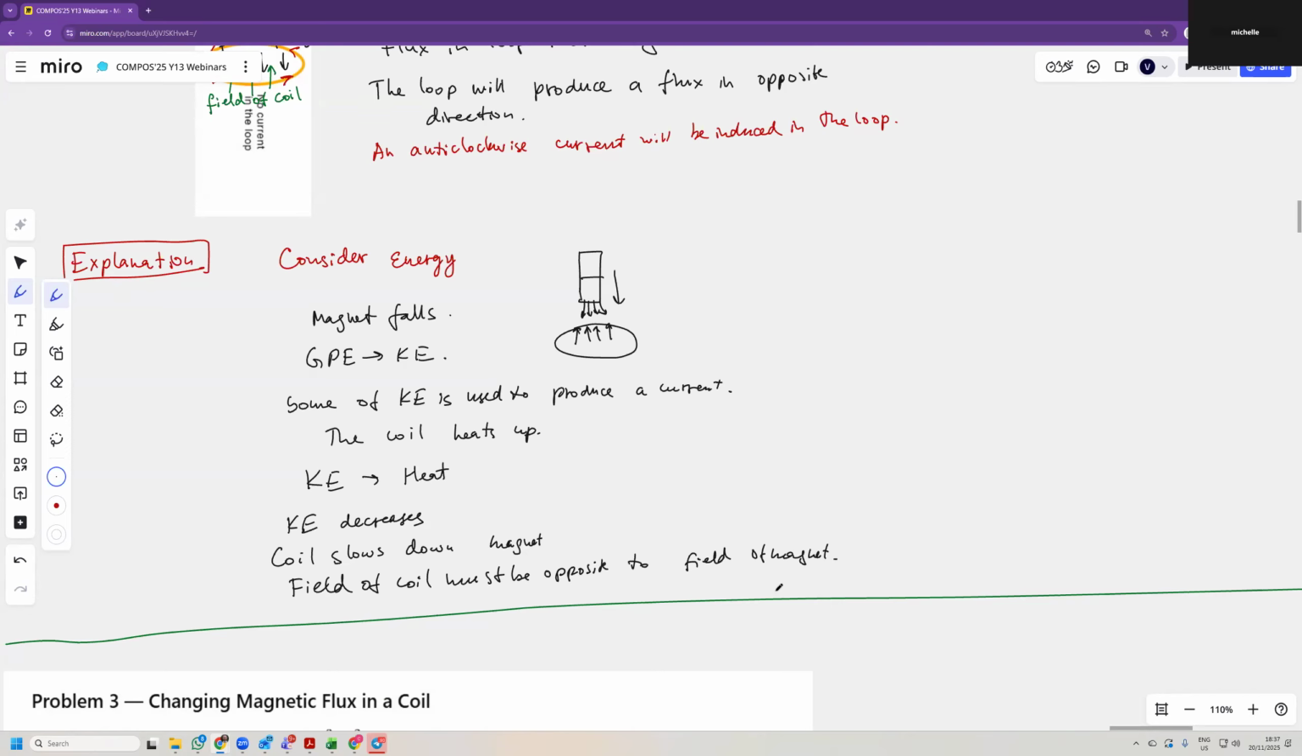Yeah, so it has to be that way. Otherwise, conservation of energy doesn't work. Now, why does this happen? Well, Richard Feynman famously said, we don't know how magnets work. They just do. And that's a fundamental law of physics.